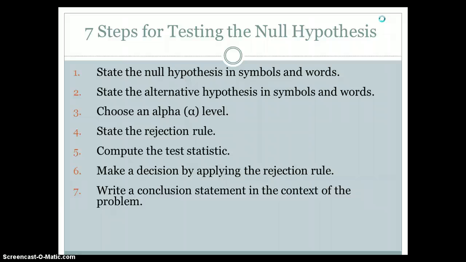So they're very straightforward. State the null hypothesis in symbols and in words. State the alternative hypothesis in symbols and in words. Choose an alpha level, which is also called a p-value. State the rejection rule. Compute the test statistic. Make a decision by applying the rejection rule, and then conclude something. Right? Write a conclusion statement in the context of the problem. So let's look at each one of these steps using an actual example.